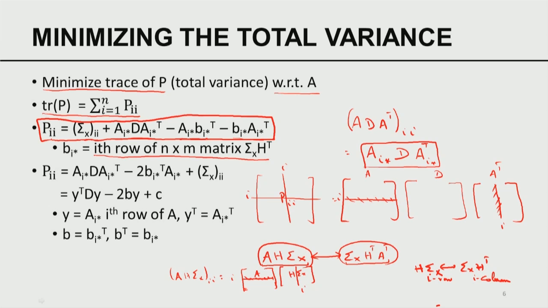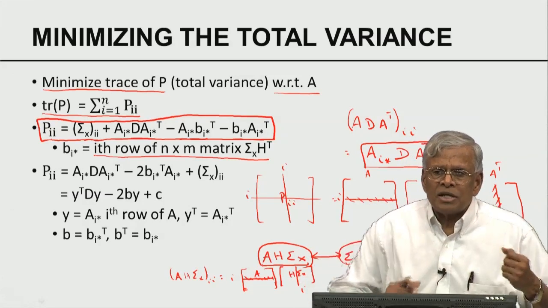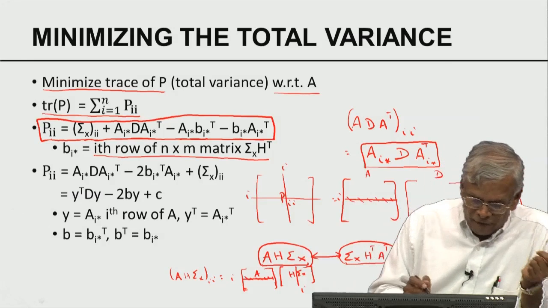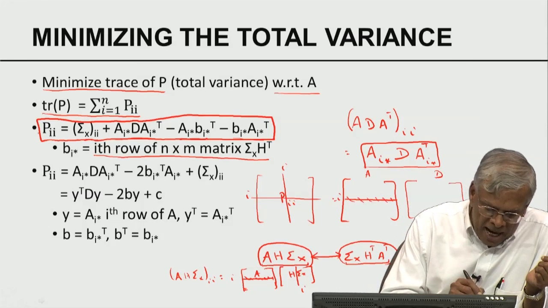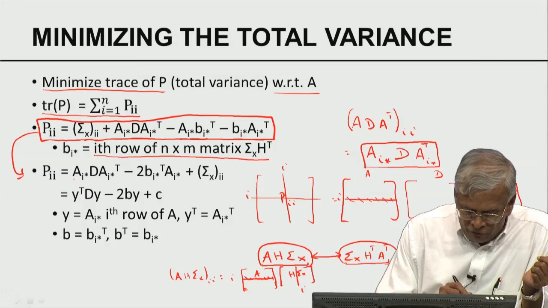So what is the idea here? If I want to minimize the sum, it is enough if I minimize the individual terms. In other words, we are going to minimize the individual terms Pii to be able to minimize the trace. Therefore, this Pii in here can be written as a quadratic form.